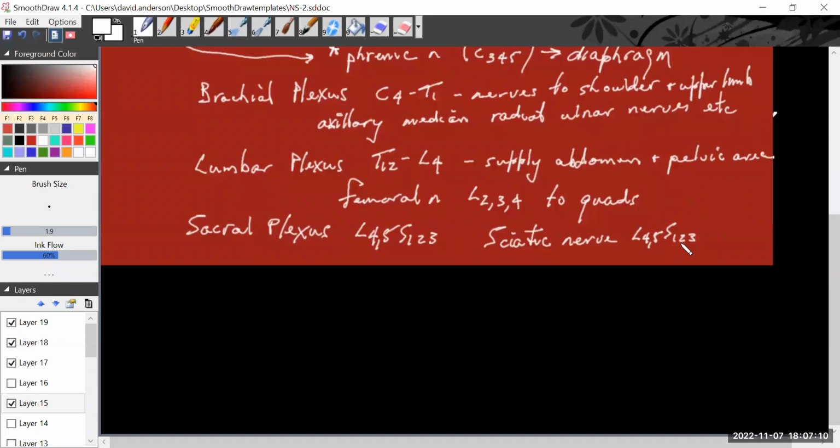I have a question. So there's a huge gap, unless I wrote it wrong, between the brachial plexus and the lumbar plexus. The brachial plexus ends at T1 and the lumbar starts at T11. So what happens to the T2 to T11?